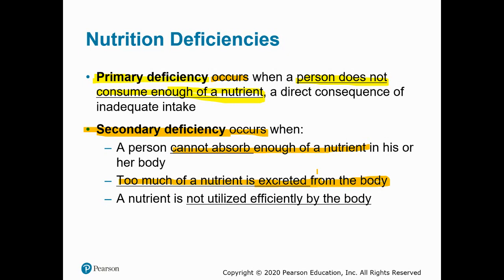Again, they might be eating enough, but they're also excreting too much, or excreting so much and not replenishing enough. And then the third cause of a secondary deficiency could be that the nutrient is not properly utilized by the body. Again, they might be eating enough, they might even be absorbing it, and they're not excreting excess, but for some reason they're just not able to utilize it correctly. So in any of these cases of secondary deficiency, we could still see the disease occur, but the person is also eating enough of that nutrient. So there's something in the middle between eating the nutrient and that indicator of health or nutrient status that needs to be assessed, right?